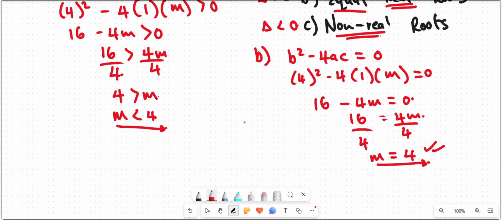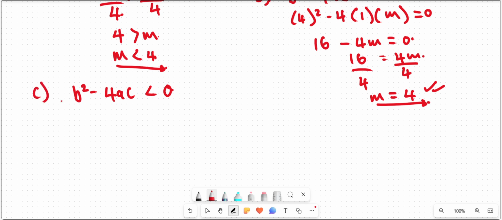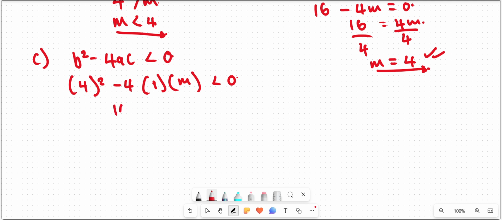Right? Then let's look at ones that will make it unequal. So unequal, oh sorry, not unequal but non-real, the discriminant has to be less than 0. So this is question C. And again, I'm plugging in the same values. This is a 1 for a and this is an m. And so, yeah, you just solve for that.